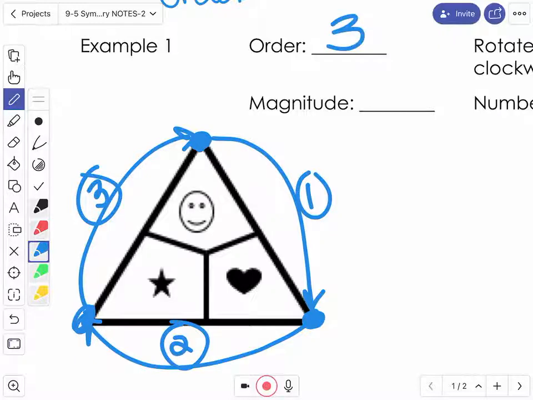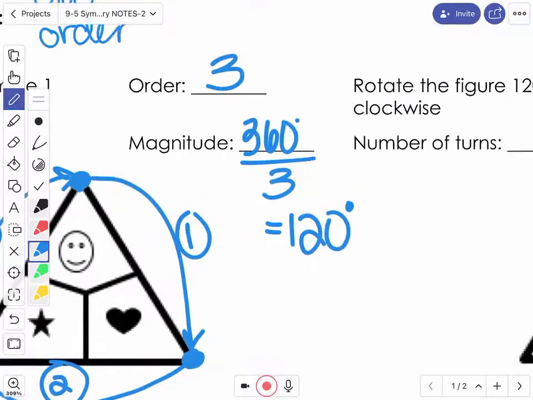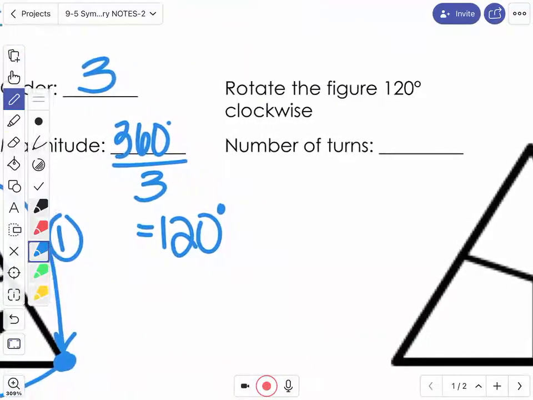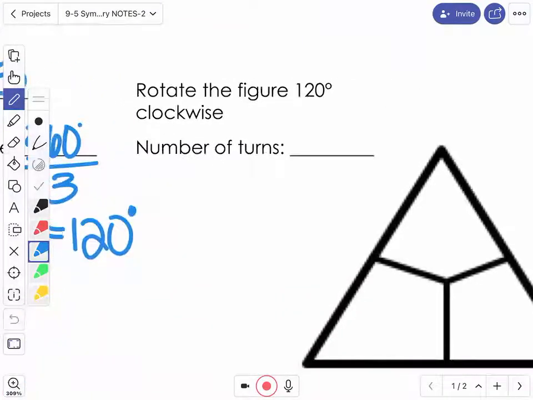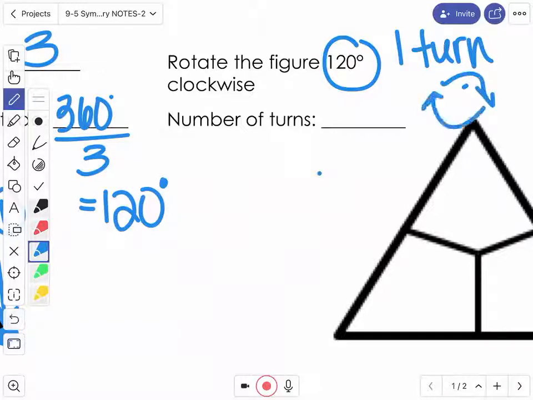Now we'll use that 3 to get the magnitude. So again, 360 degrees divided by my order, which means for every one of these individual turns, I have rotated 120 degrees. So we're going to use that to figure out how many turns we can get out of a certain number of degrees here. So if 120 was one single turn, and I need to now rotate this figure 120 degrees clockwise, the 120 tells me 1 turn. Clockwise means we will turn to the right. So this is going to be 1 turn.